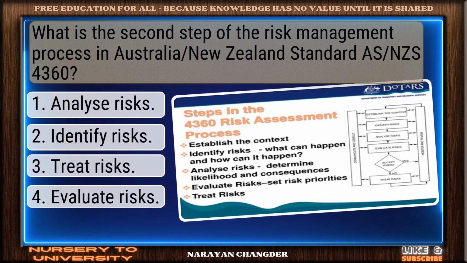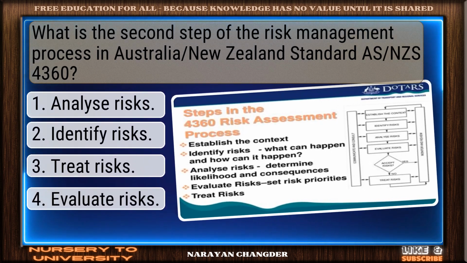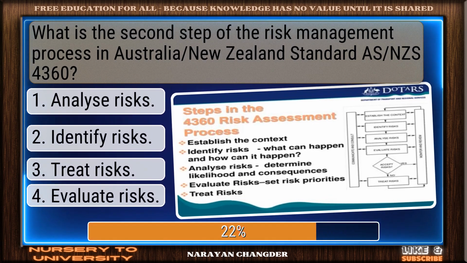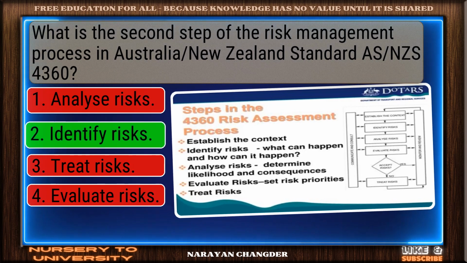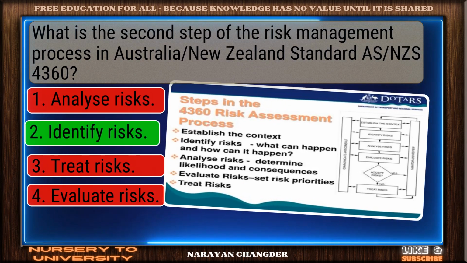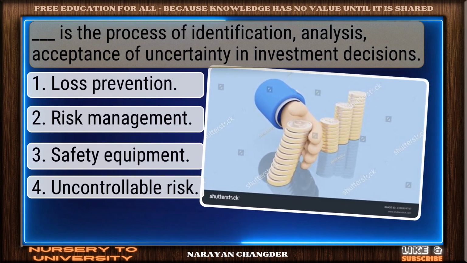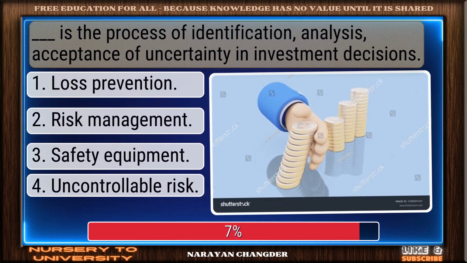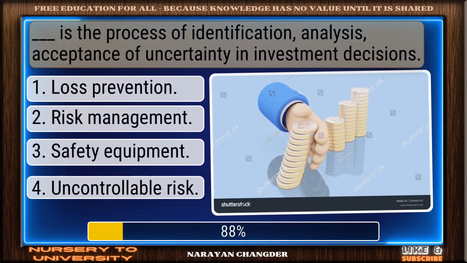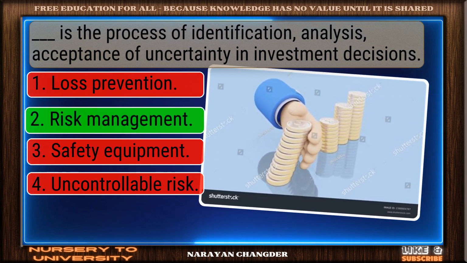What is the second step of the risk management process in the Australia/New Zealand standard, as in ISO 31000? Smart move. Identify risks is an accurate answer. ...is the process of identification, analysis, acceptance of uncertainty in investment decisions. Correct. Risk management is the right answer.